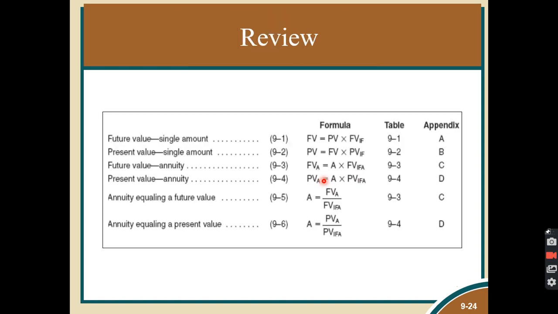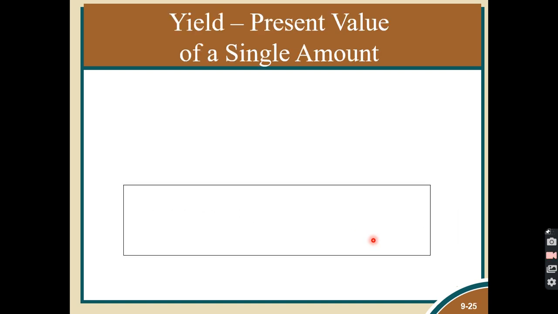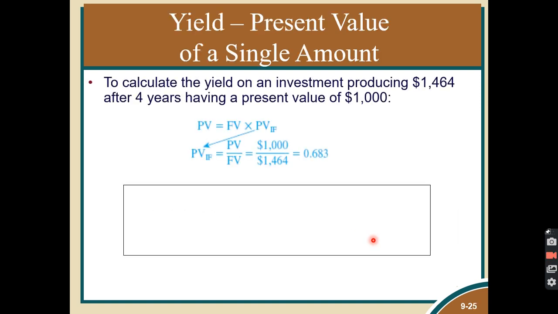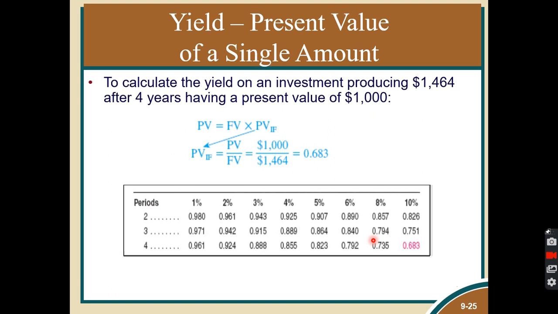Okay, so to review, these are the various formulas that we have. We have the future value and present value for single amounts and annuity. And then we have the computations for the annuity equaling to future value and annuity equaling to present value. Okay, so we are now going to consider the concepts of yield.